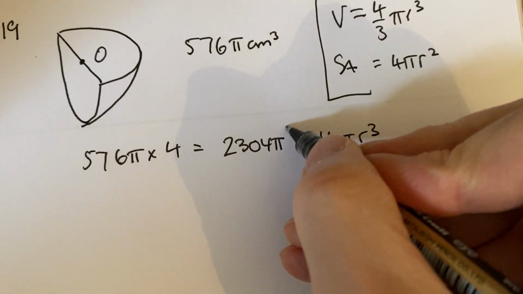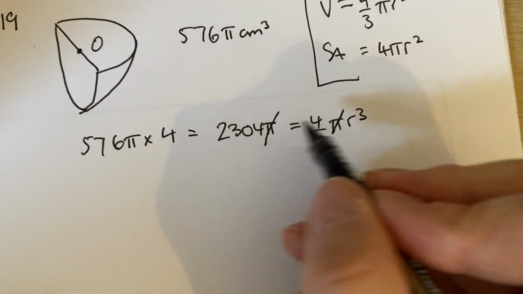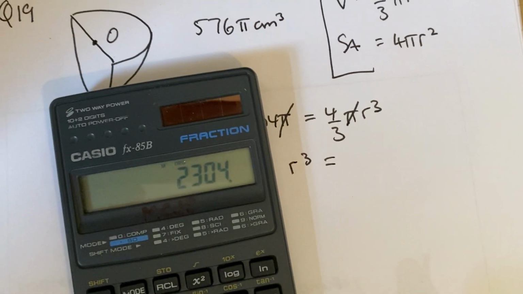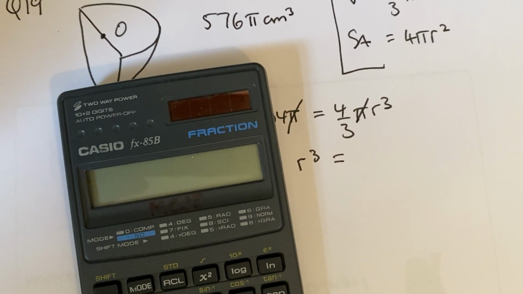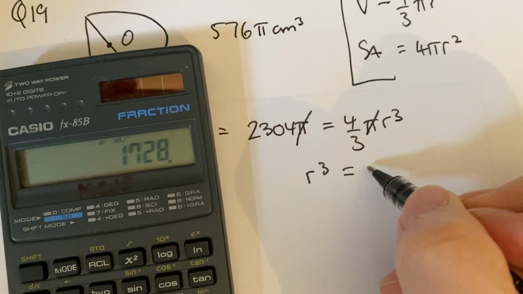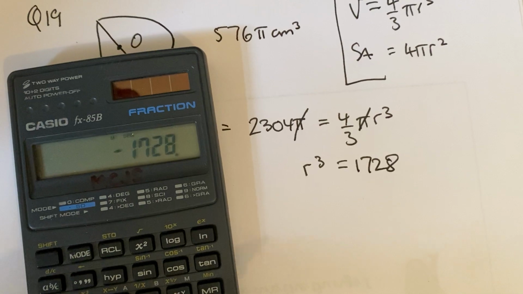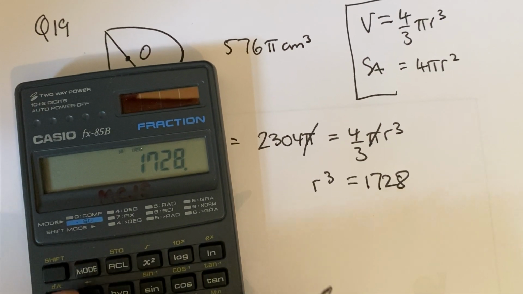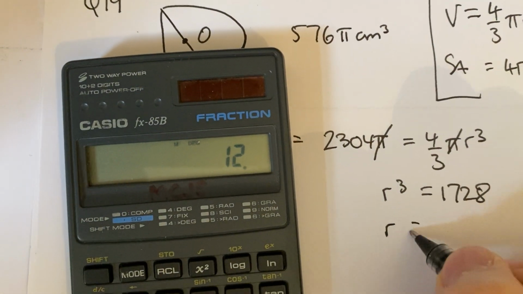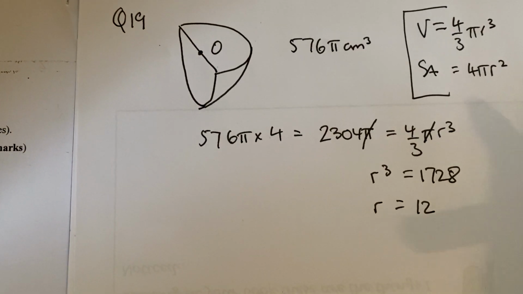So now I can cancel out the pi's. And then what I'm going to do is times that by 3 and then divide it by 4 to get me what r cubed is. I'll say that again. I'm going to times that by 3 and then divide it by 4. And that gives me what r cubed is. And then I'm going to do the cube root. Shift pi. It's 12. Oh, that's nice. That feels good. So I know the radius is 12.